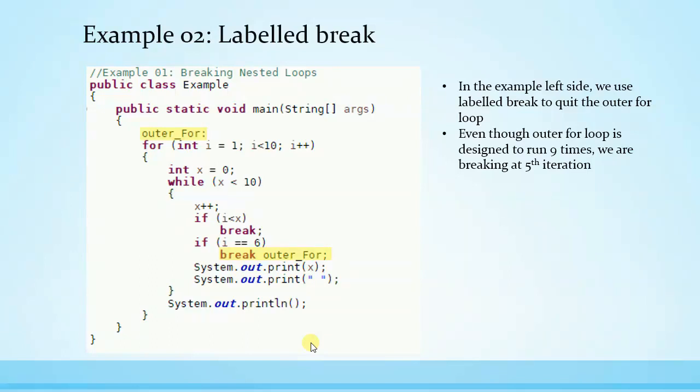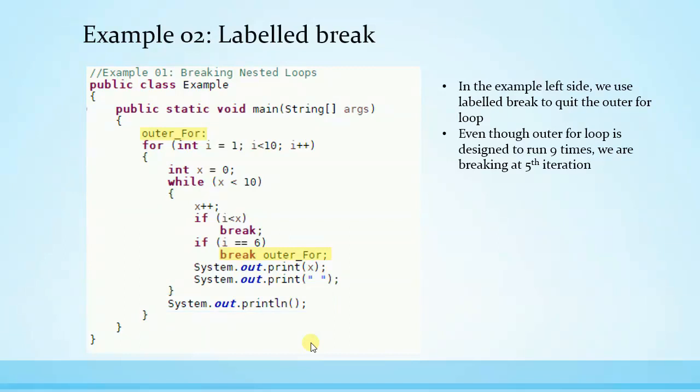The normal exit for the outer for loop is 1 through 9. That means it will run for 9 times. Since here we're placing a keyword i equal to 6, it will run for 5 times completely. The 6th time it will break out and it won't print the X, as it won't print the console window output, which is part of the while loop. There are 2 console window output statements in the while loop. It won't print that. Also, it won't print the new line character in the for loop portion. That means it will completely come out of the loop.